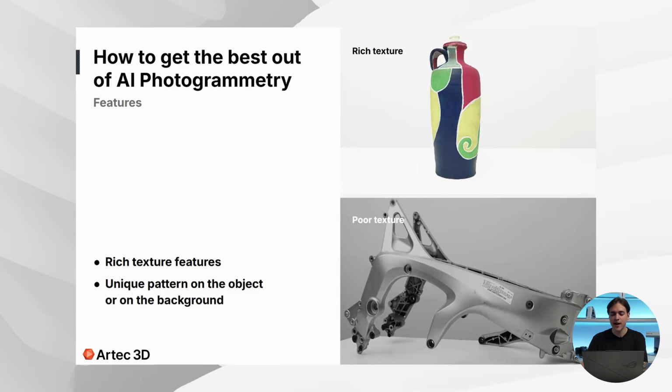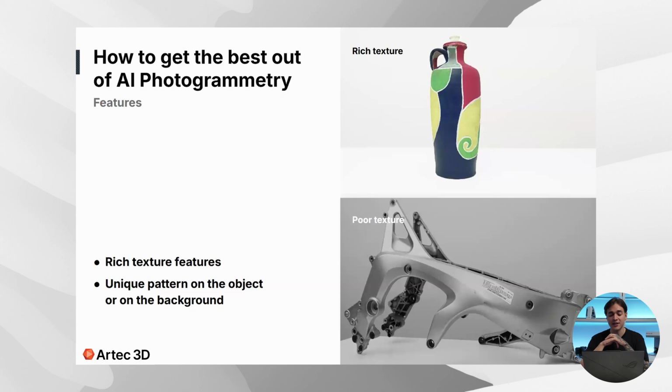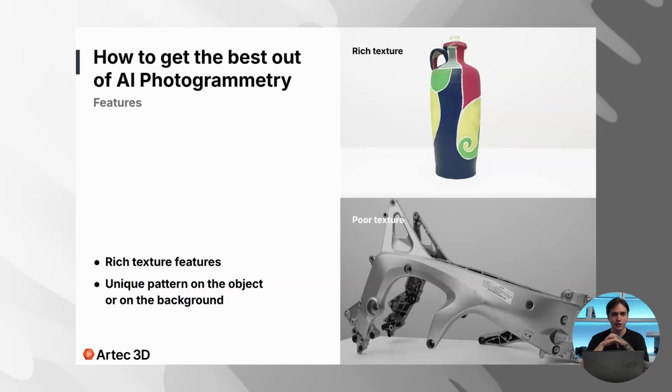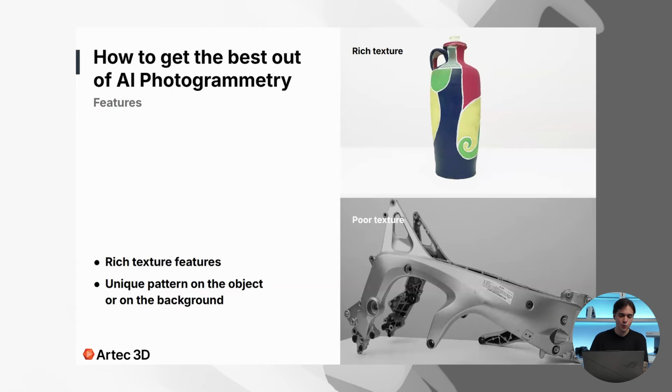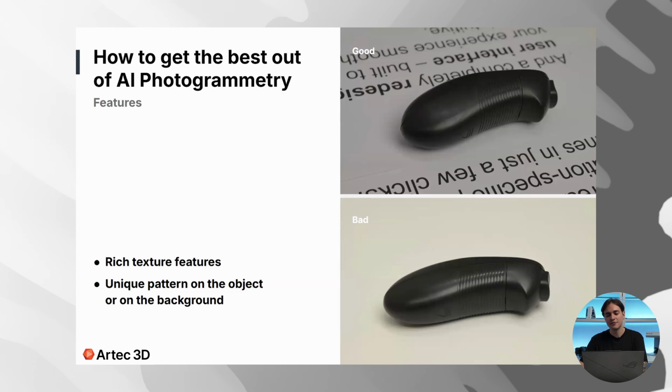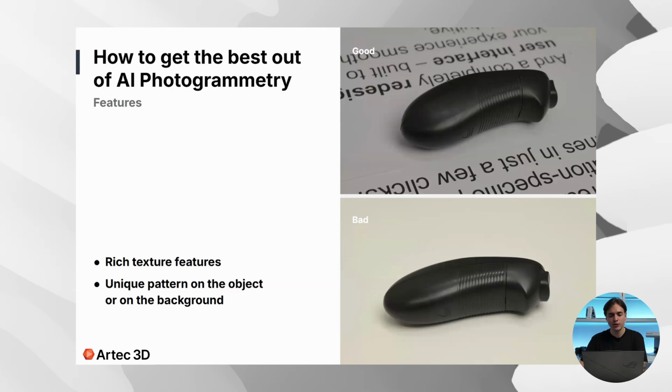You can see this moto frame on the bottom image, which essentially does not have any texture features. It's a solid single color, it's monochrome, so it would be much more difficult to get a reconstruction out of this object in comparison with the top one. But of course, we can still reconstruct those poor texture objects in case the images fail to align and your object does not have a rich texture.